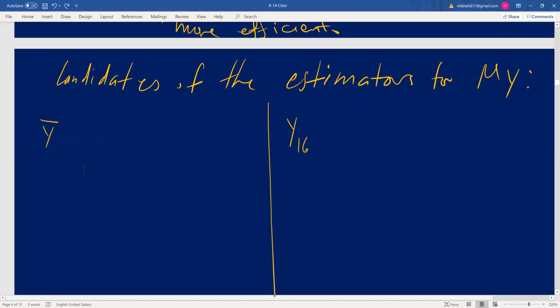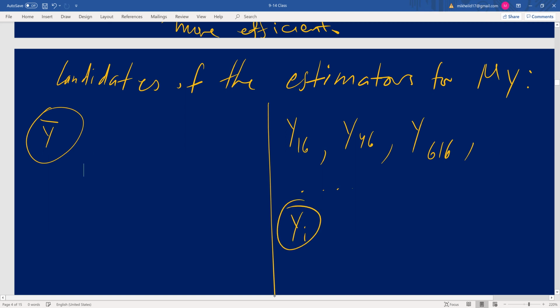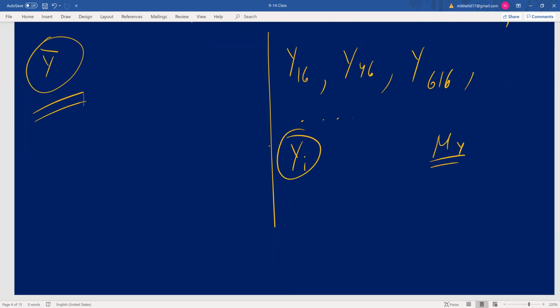Yes, Y16 is an estimator of the true population mean. Any Yi from your sample is also an estimator of mu of Y. But it is shown that Y bar is the best, and all of them are inferior to Y bar. Let's see why. So let's check if Y bar satisfies the requirements. First of all, what is the expectation of Y bar?